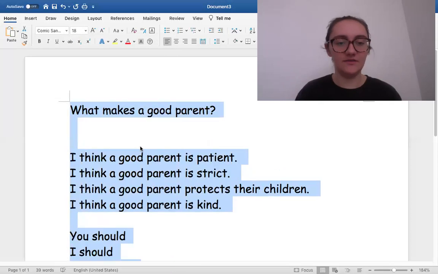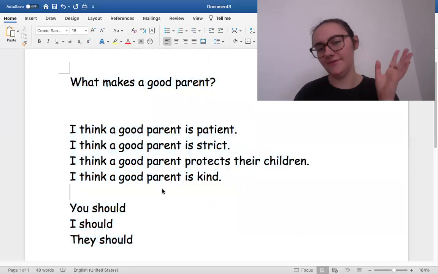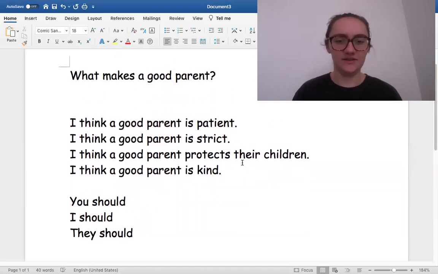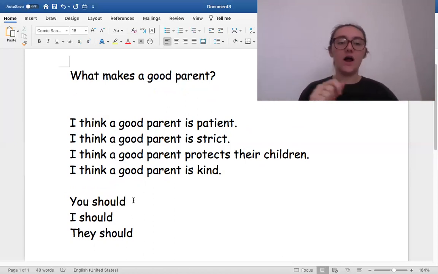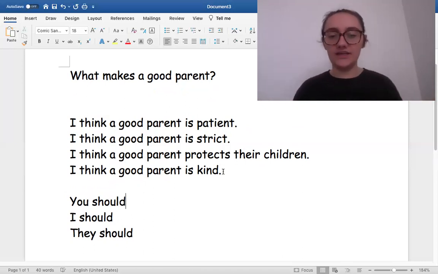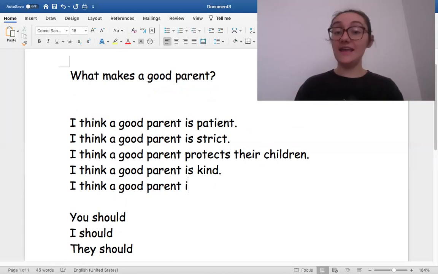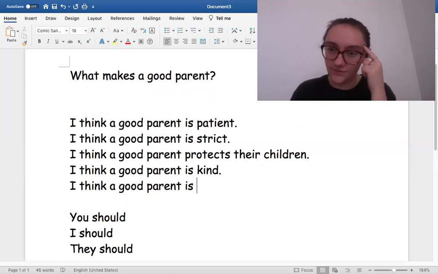Sometimes the way things are printed in English, they don't look how we write them. This should be easier to read. So just try writing that on your own. So I think, and it's really easy. All you have to do is, I think a good parent is, and then think of a describing word.